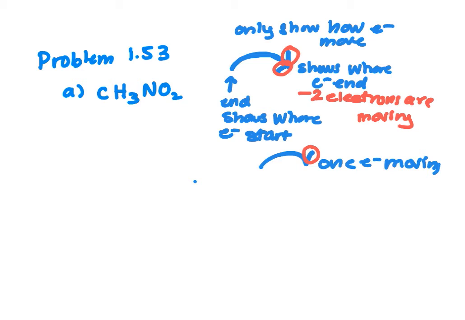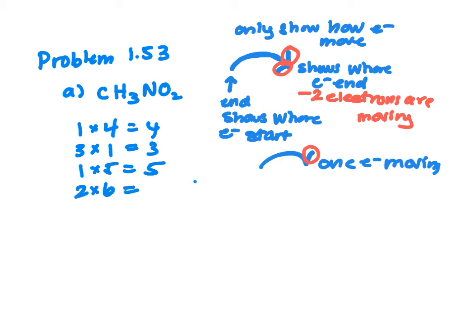So let's start by counting the total number of valence electrons that we would have. For carbon, we have one carbon, 4 valence electrons. We have 3 hydrogens times 1. So it's 4, 3. We have 1 nitrogen times 5. That's 5. We have 2 oxygens times 6. So that would be 12. So let's add this up. So we have 7 plus 5. That's 12 plus 12. So we're going to have 24 valence electrons to deal with.